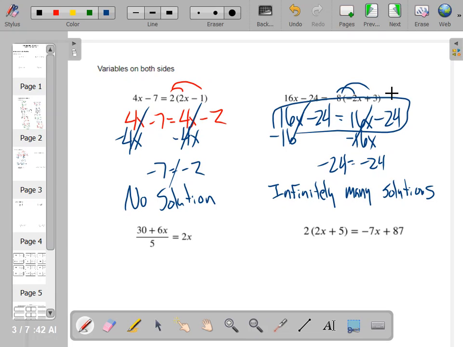These are the same line. It's the same on both sides. So whatever you plug in the left side is going to work on the right side. All x values work.